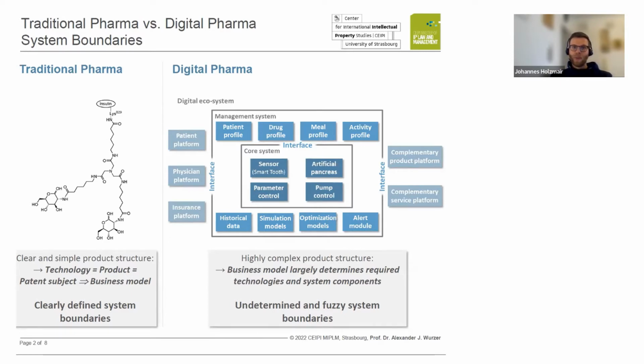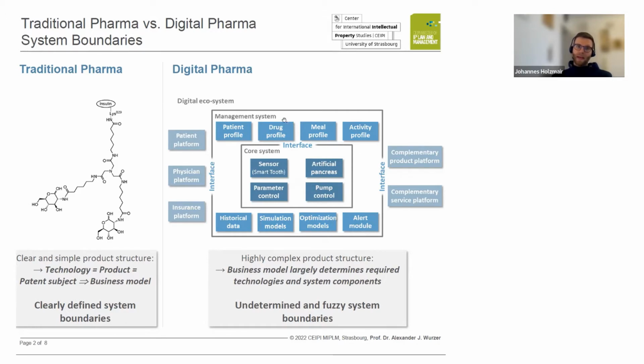But with digital pharma, we now have a little bit more complex system. I will start from the inside to the outside. We have a basic layer with sensors, with control of parameters, pumps, and also the artificial pancreas, which provide an interface and information to the management system, which consists of the profiles of the patient, the drug, the meal, the activity. Further, of course, also important is the historical data, simulation models, optimization models, and an alert model.